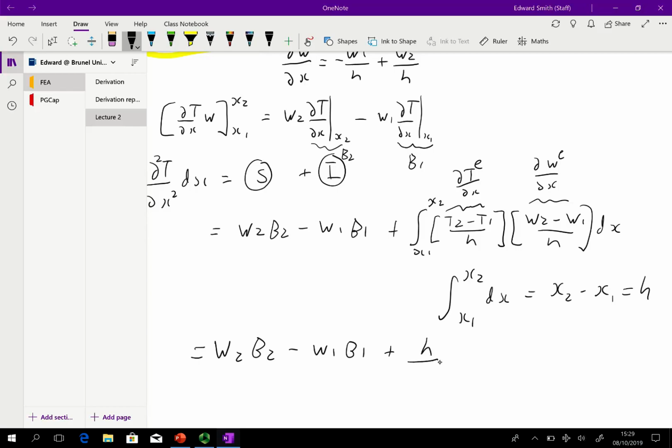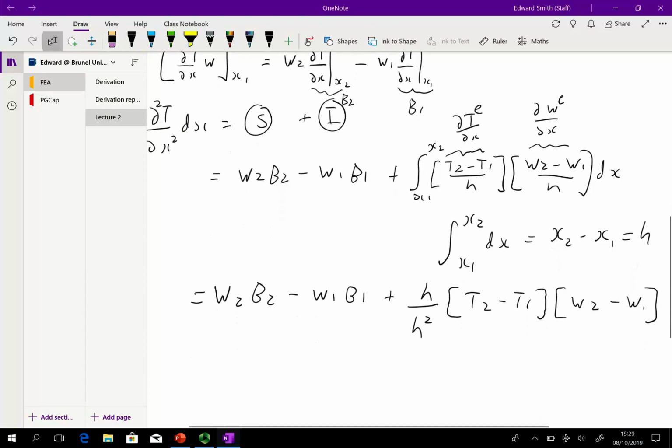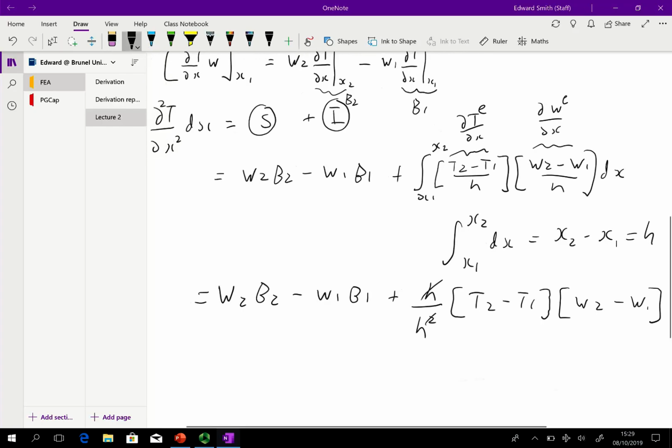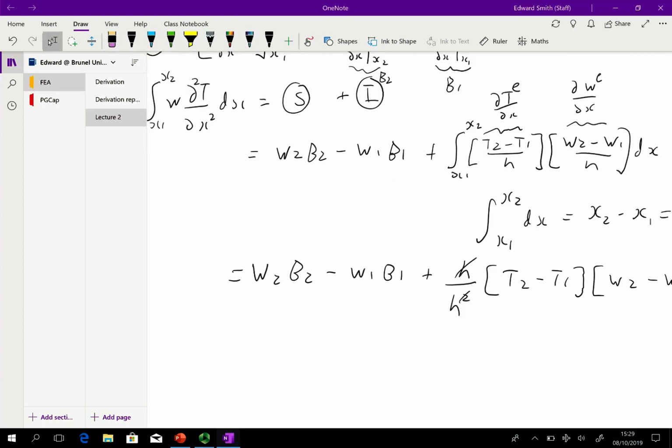So we have h over h squared, t2 minus t1, w2 minus w1. So we've essentially now got an approximation for our derivative as the value at various points and the surface terms. Does that make sense? Any questions on that? I appreciate it's quite a lot, and we're going to cover this again next week.